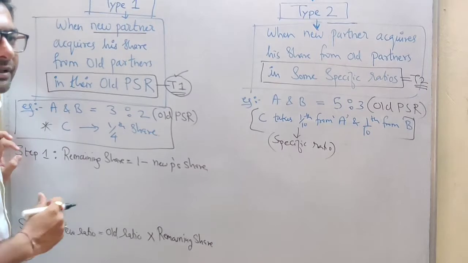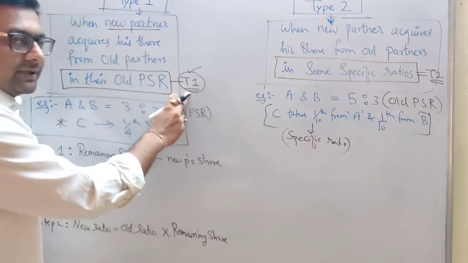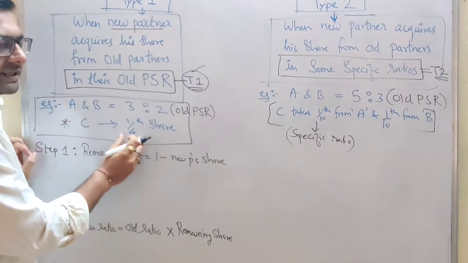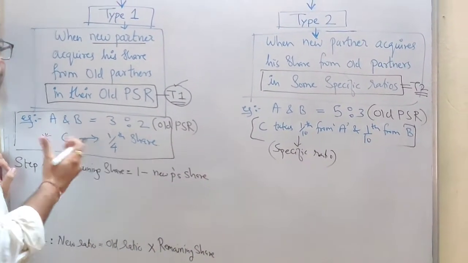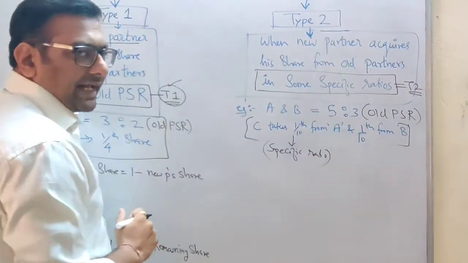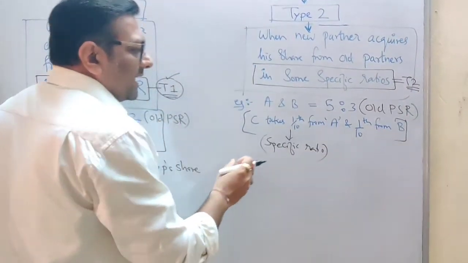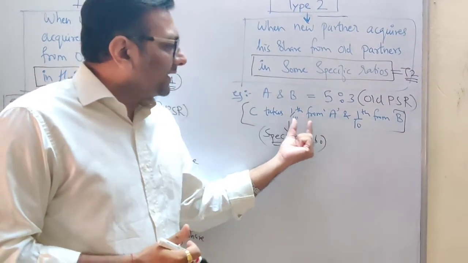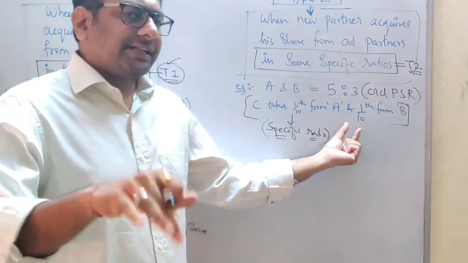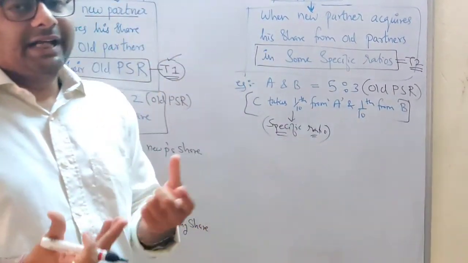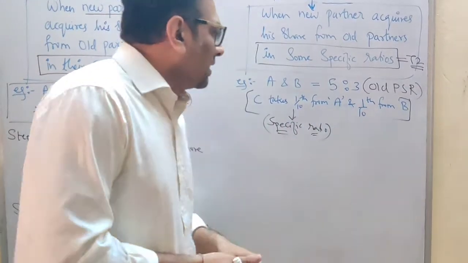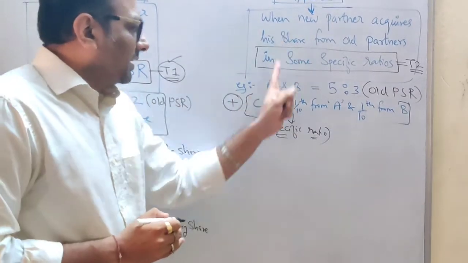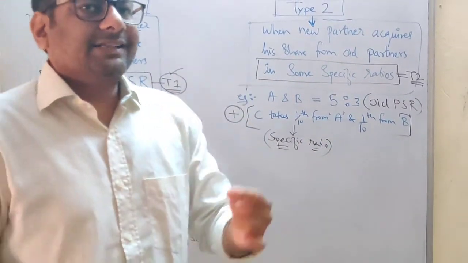So what is type 1, students? Let's do a quick recap. In type 1 what happens? They will only give you the old ratio and they will give you the new partner's share. That is type 1. And in type 2 what happens? They give you the old PSR and they will give you some specific ratio, that C is acquiring 1/10 from A, and let's take another example, 1/5 from B. So any specific ratio might be given to you. So when you see this additional statement given in the sum, then you take that question as type 2.